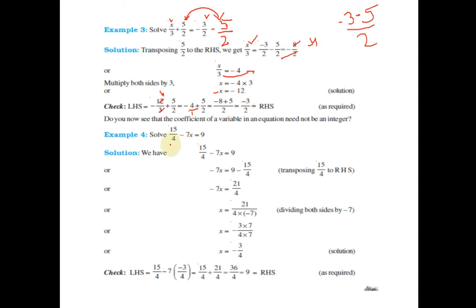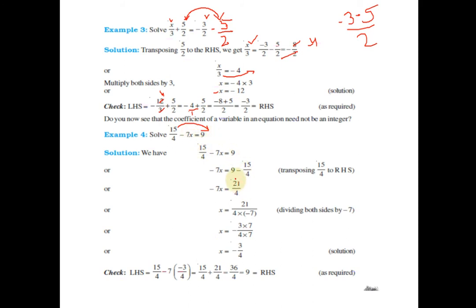Okay, now the next one, the fourth one, example: 15 upon 4 minus 7x equals 9. At first, you will be sending this number to the right hand side, and it will become minus 15 upon 4. So minus 7x is equal to 9 minus 15 upon 4. Why? Because you have sent this positive 15 upon 4 to the right hand side.